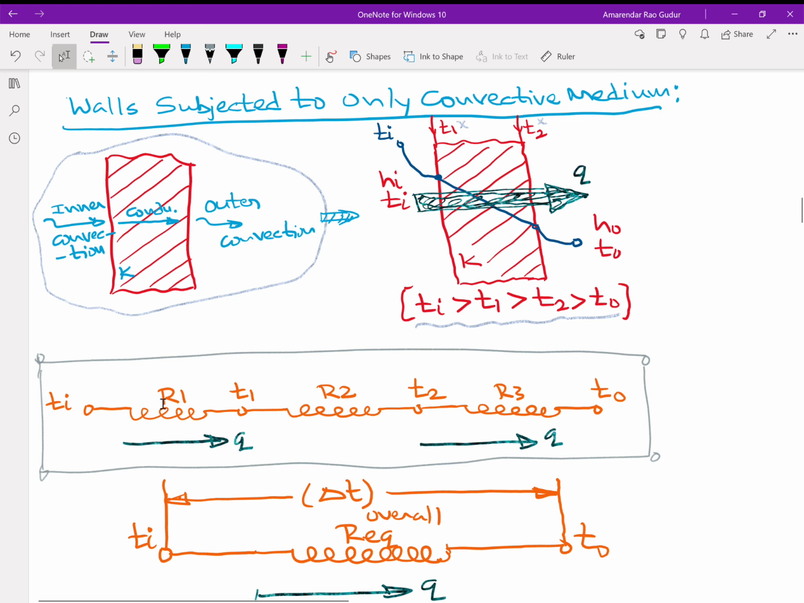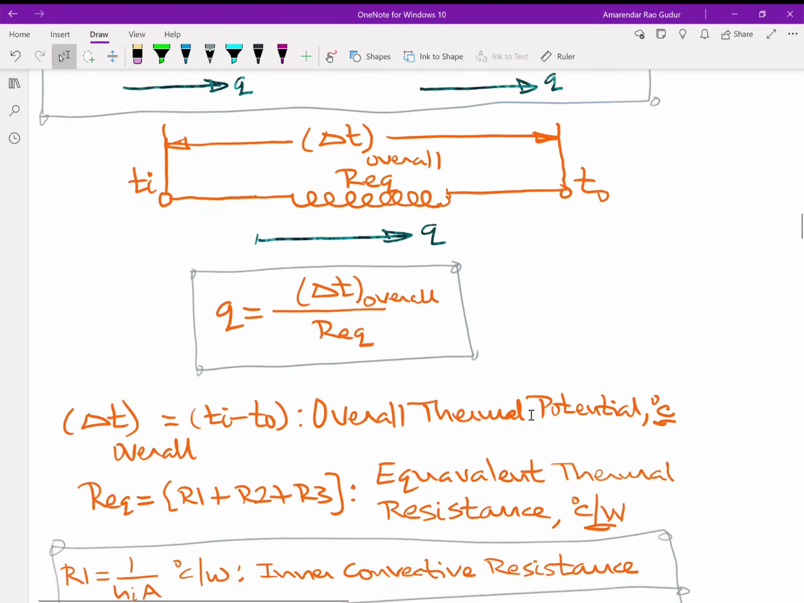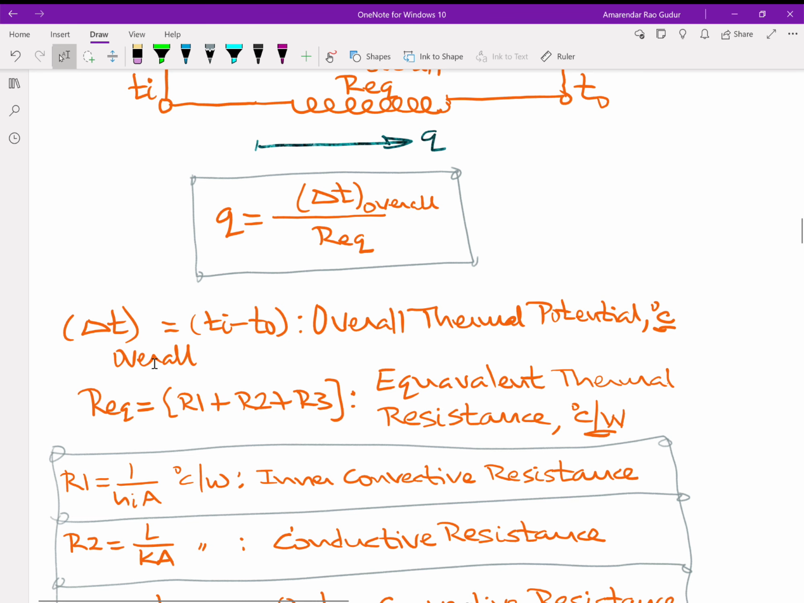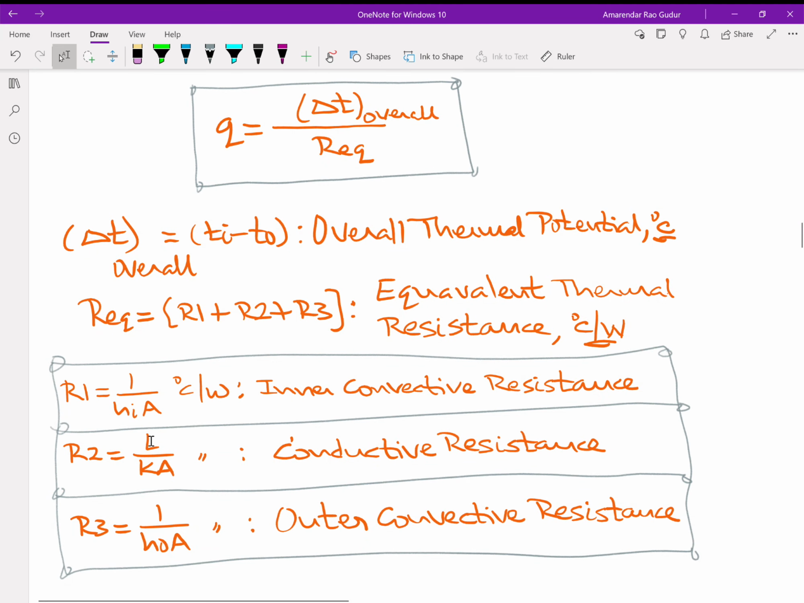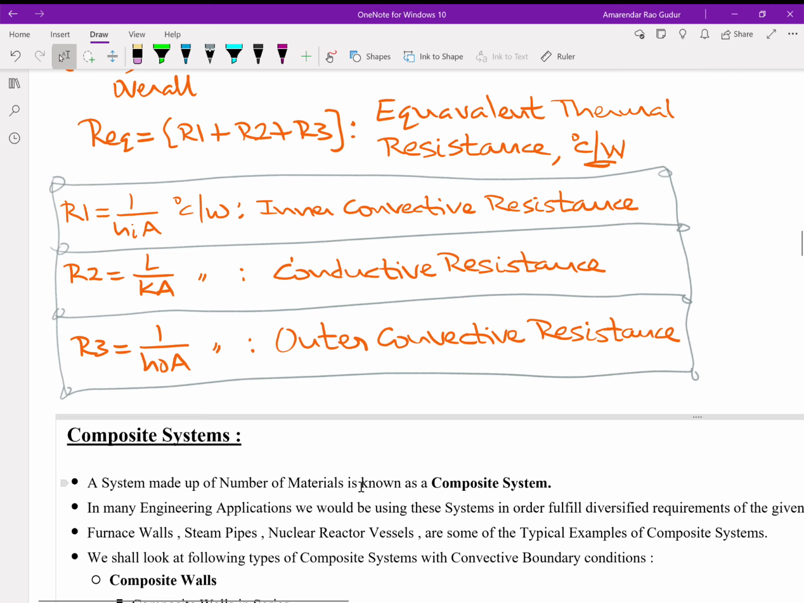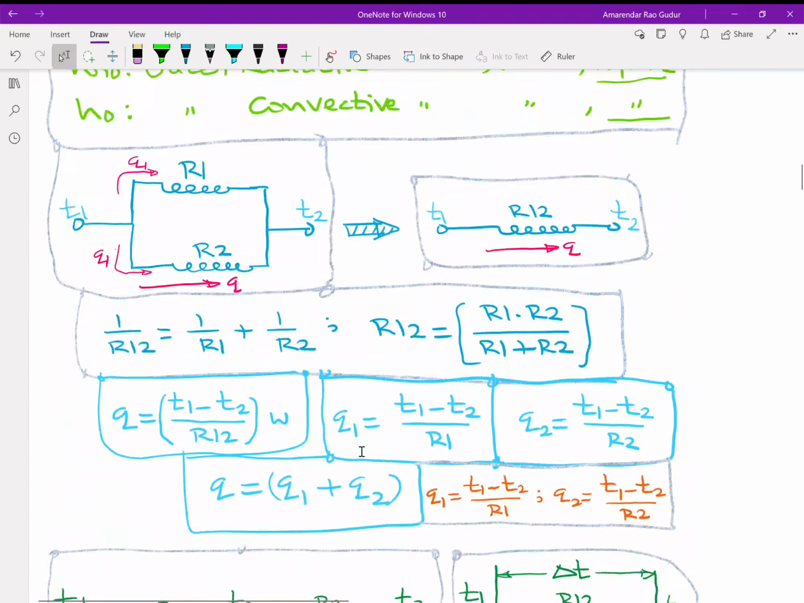Your corresponding circuit diagram will have only resistances operating in series. R1 is inner convective resistance, R2 is conductive resistance, R3 is outer convective resistance. Then R equivalent will be sum of the individual resistances. Now you can find Q as del T over all by R equivalent. Then this R1, R2, R3 already told you, inner convective, conductive and outer convective resistances respectively. So that's how you define combined modes of heat transfer.